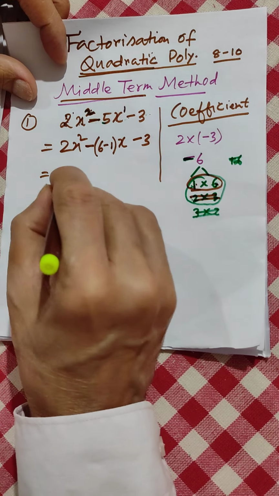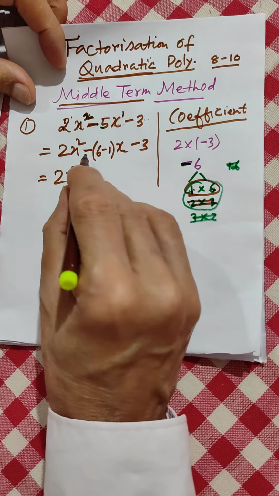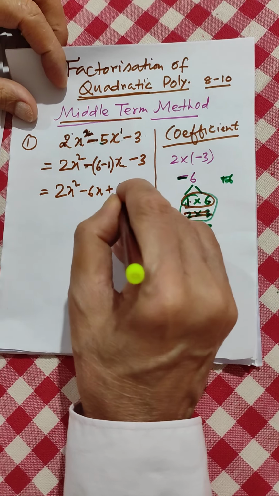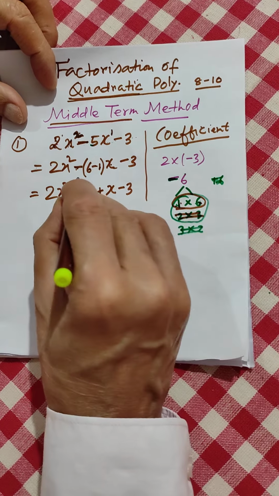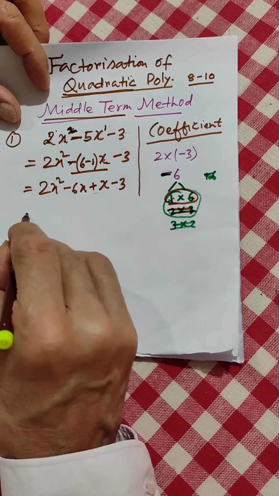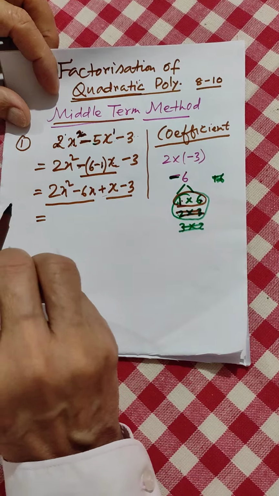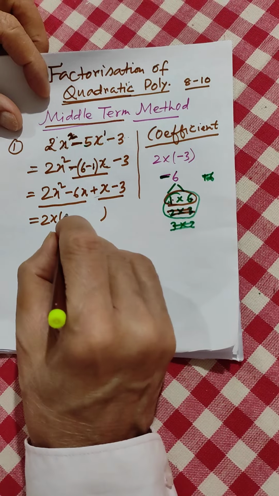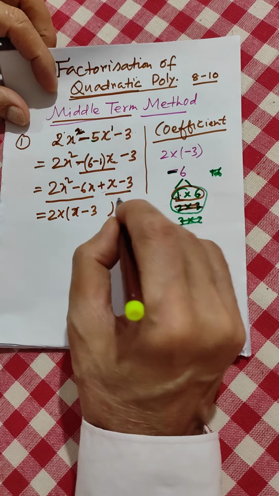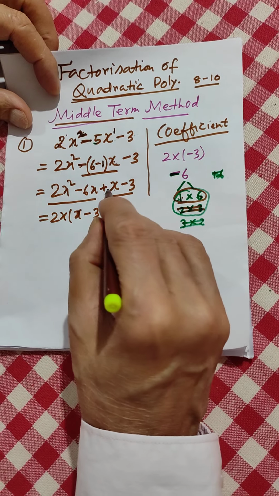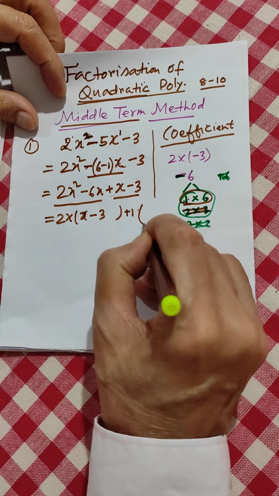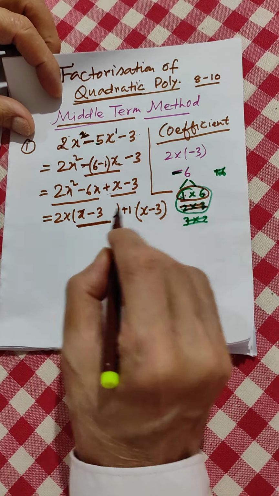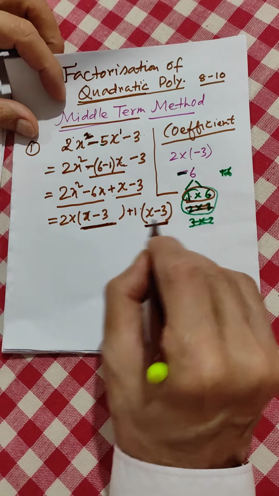Okay. So now 2x square, now we open the bracket: minus 6 into x, minus 6x, minus minus plus 1x, minus 3. So this part we break up, so you get this one. Now what is common between these two? 2x is common. What remains within the bracket? x minus 3. And then between x and 3 nothing is common, therefore plus 1 common, so we get x minus 3. Now when you take common, make sure these two brackets are always the same. This is x minus 3, this must be x minus 3.